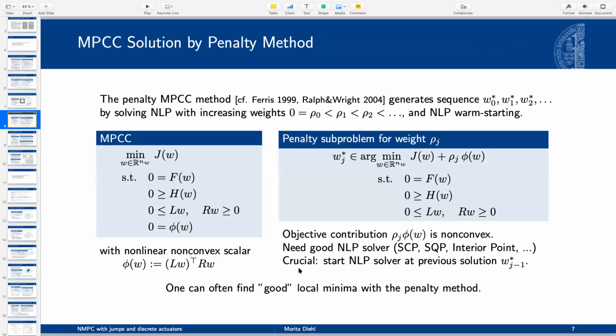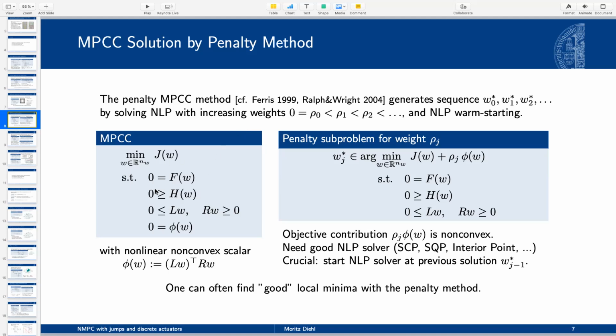I think one of the most successful methods is this penalty method, which generates a sequence of, let's say, optimizers. That's why I call them W0 star and W1 star. So these are actually solutions to optimization problems where you solve an NLP with increasing weights. So let's look at the left side.